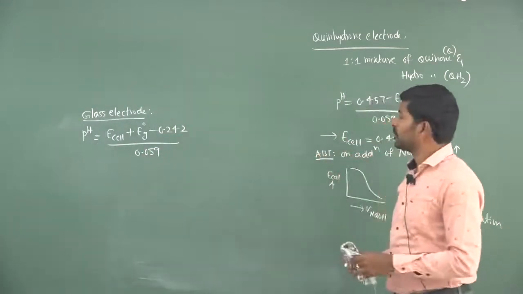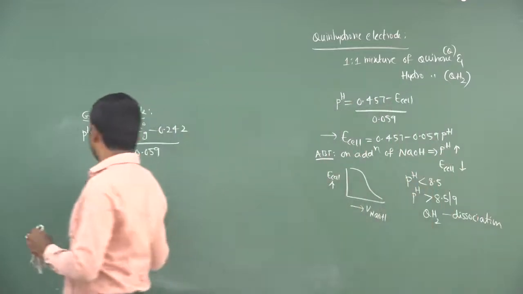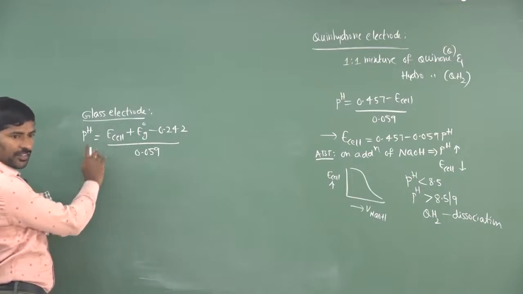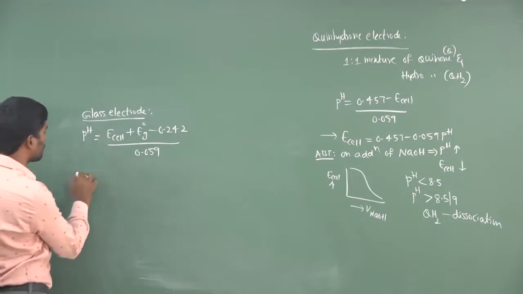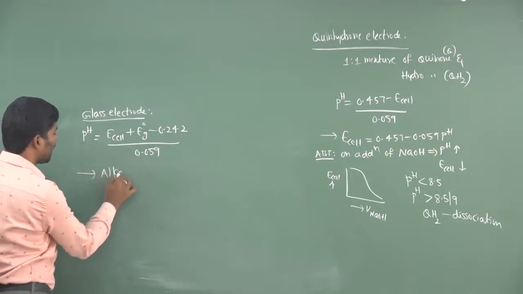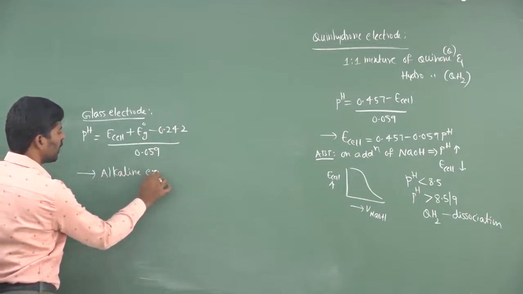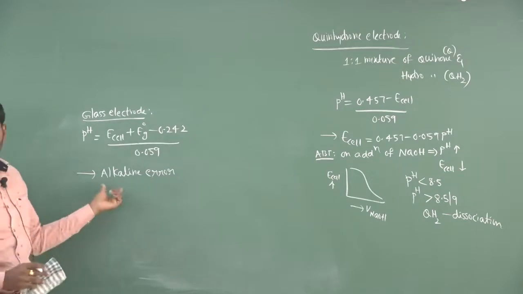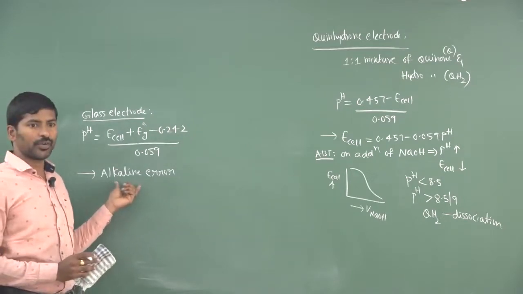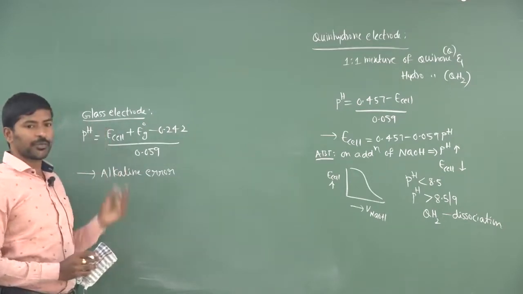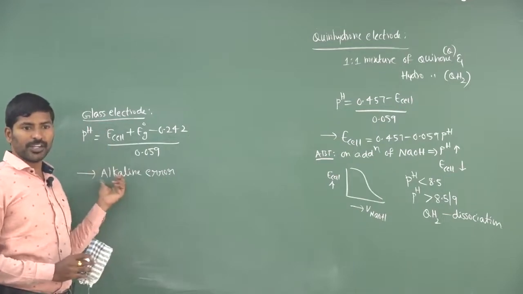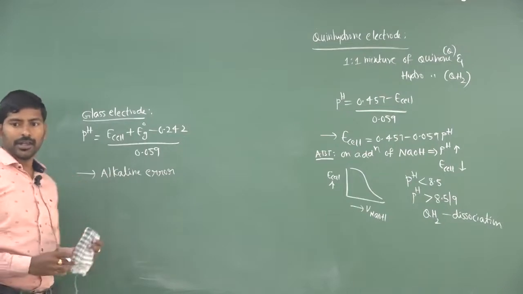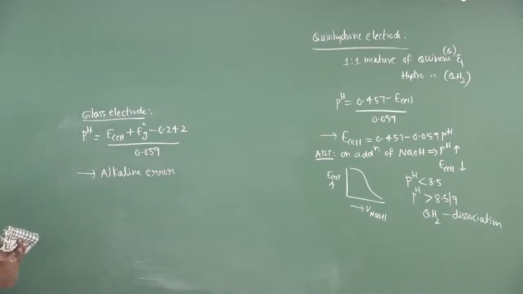But the glass electrode is not affected by oxidizing agents. However, it shows alkaline error. If you take very high pH values, if sodium ions are there, they may interfere with the H plus ions. So the glass electrode shows alkaline error.